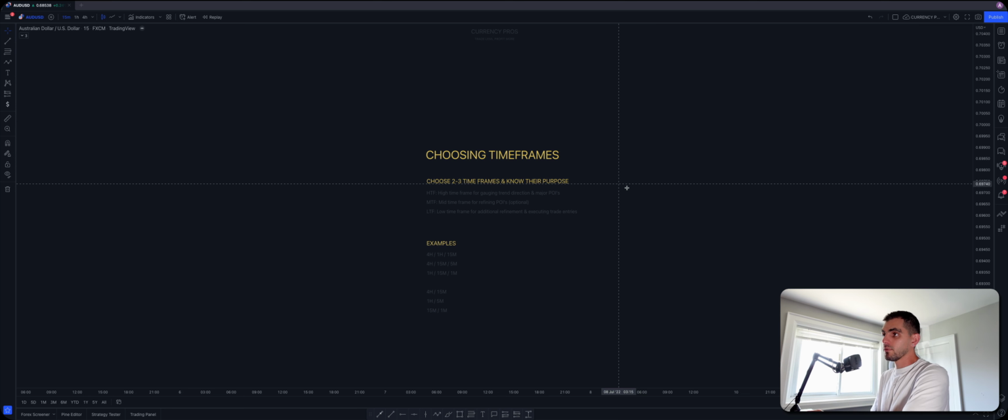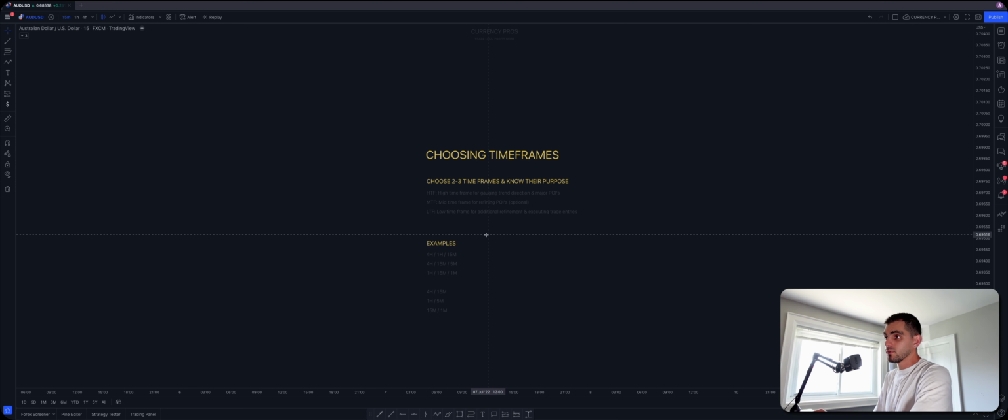So the mid time frame is for refining the POIs that you should ideally be finding on the higher time frame, okay? Now, the lower time frame is pretty self-explanatory. It is used for additional refinement, so further refining the high time frame and mid time frame POIs down to a lower time frame. But most importantly, the low time frame is for executing trade entries.